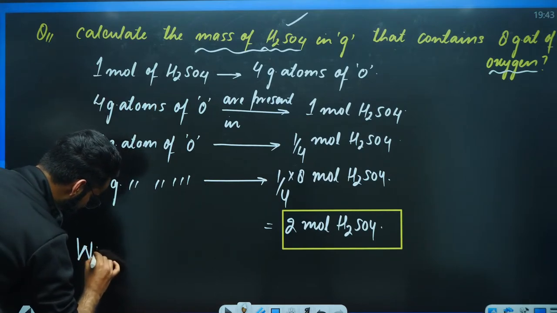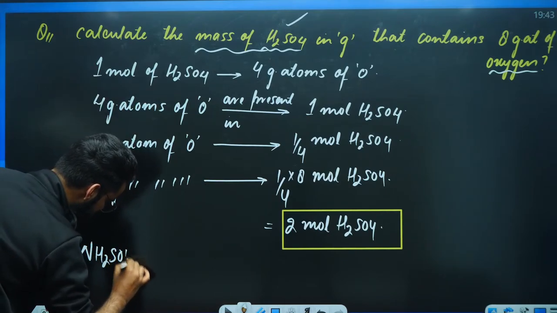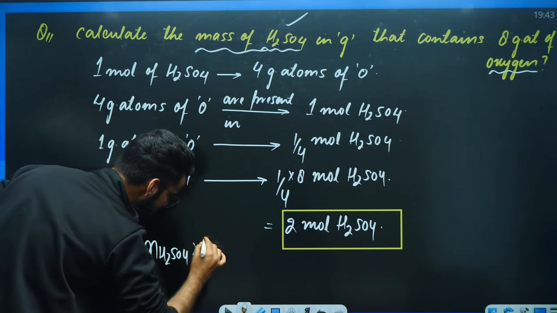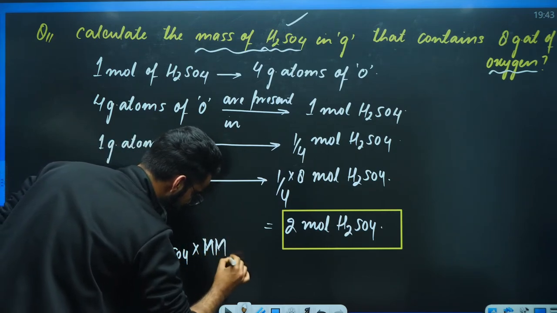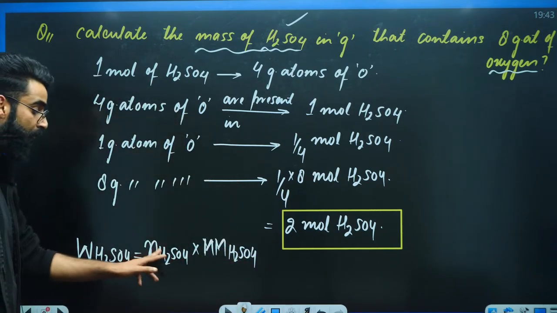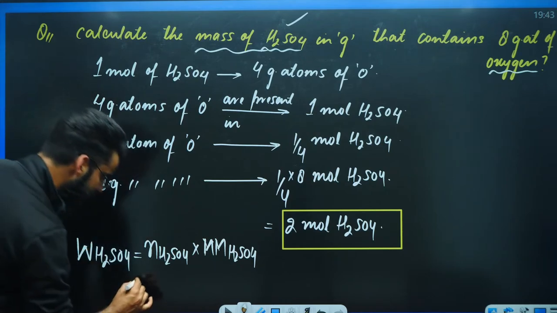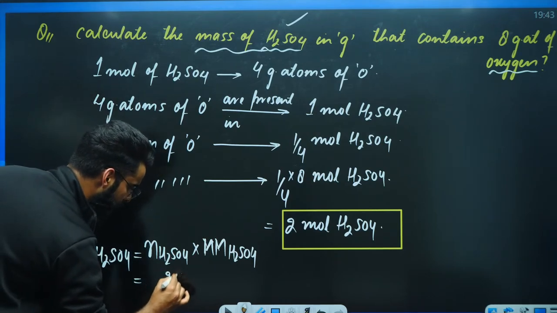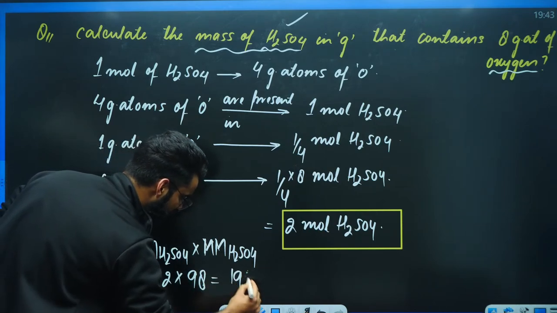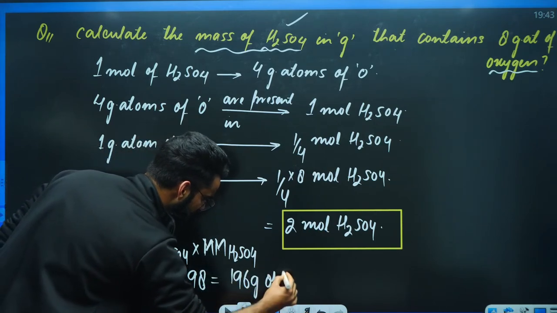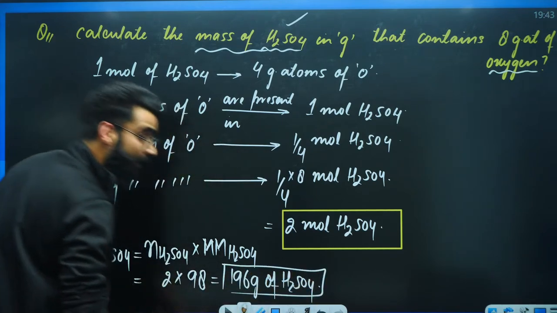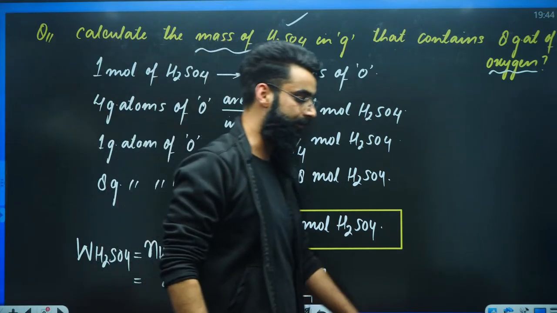I'll be writing the mass of H2SO4 will be equal to moles of H2SO4 multiplied by the molar mass of H2SO4. That's how you convert moles into mass. So it's going to be 2 multiplied by the molar mass of H2SO4, which is 98 grams. So the value comes out to be 196 grams of H2SO4. I hope you are remembering the procedure which I have been following.